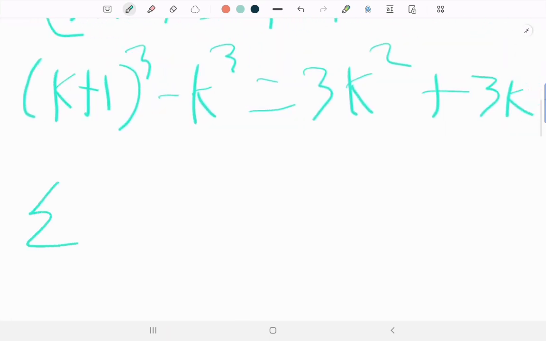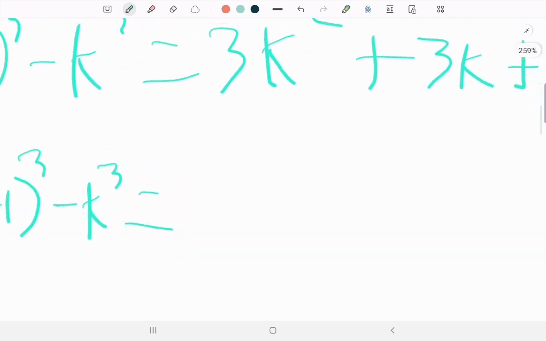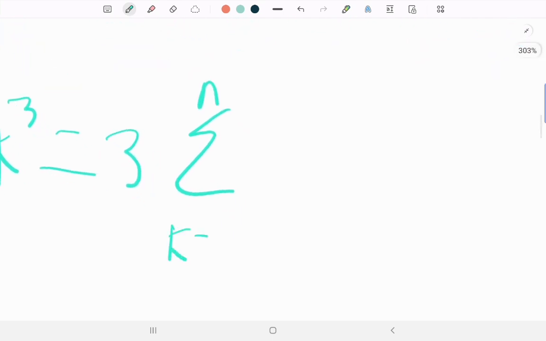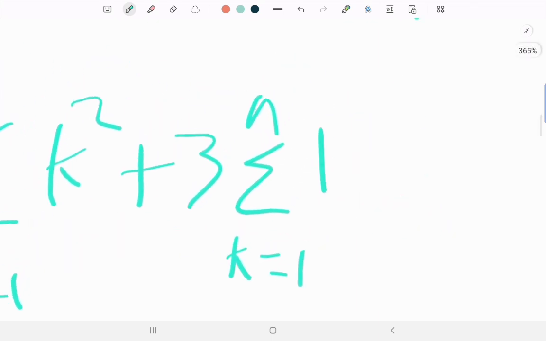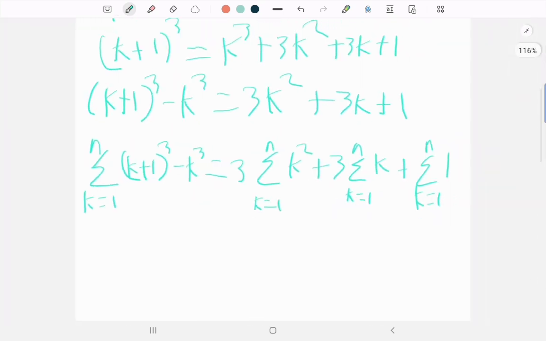So we get that the sigma summation of k plus 1 cubed minus k cubed, don't forget, is equal to 3 times the sigma summation from k equals 1 to n of k squared, plus 3 times the sigma summation from k equals 1 to n of k, and the sigma summation from k equals 1 to n of 1. So now, let's work with the left hand side.